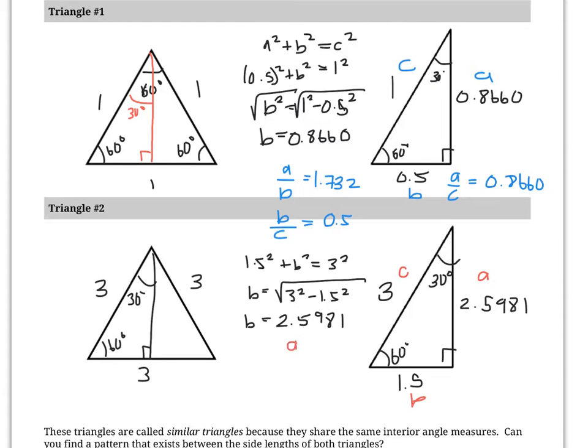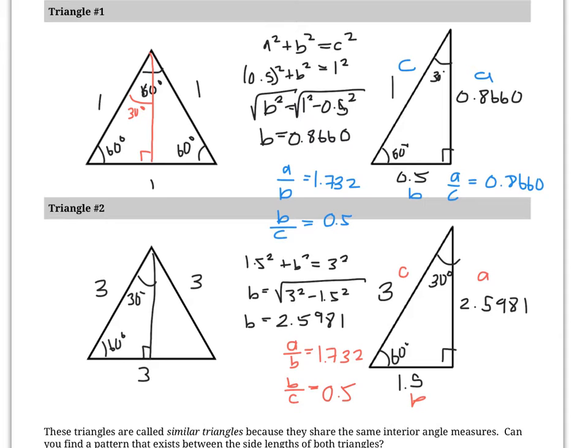Let's check what A divided by B is in this triangle. So these are completely different numbers than this. If we divide them, let's see what happens. Miraculously, we get 1.732, which is exactly what we got above when we divided A divided by B. Let's see if that was just coincidence, and let's try B over C. So if we take B over C, that would be 1.5 divided by 3, and that gives us 0.5, which is exactly the same as our ratio from above.